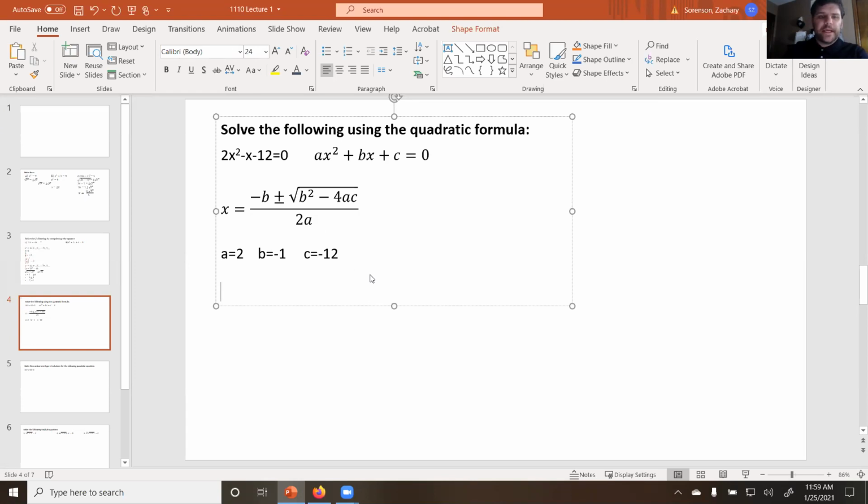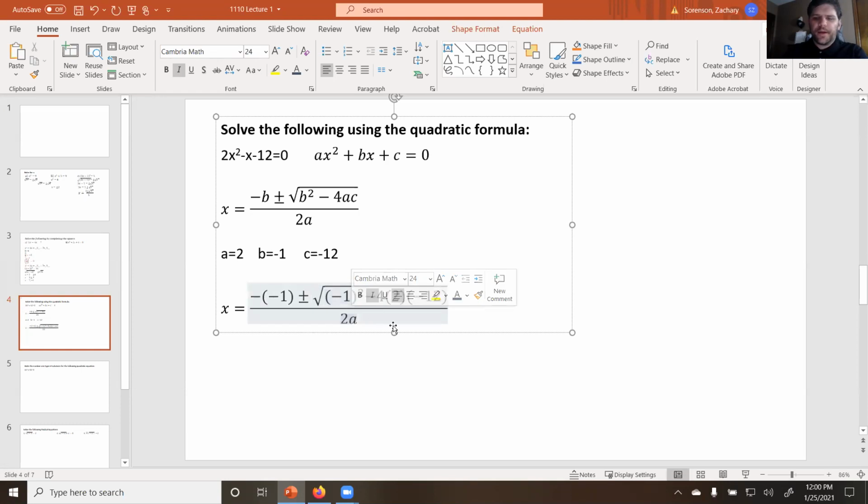Great. And beyond that, now I just throw everything into this formula. I know what my b is. It's -1. It's a good idea to be very careful with your parentheses because there's a lot of negatives flying around. B is also -1. A is 2. C is -12. And A is 2.